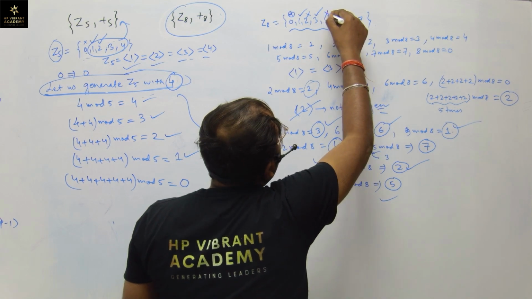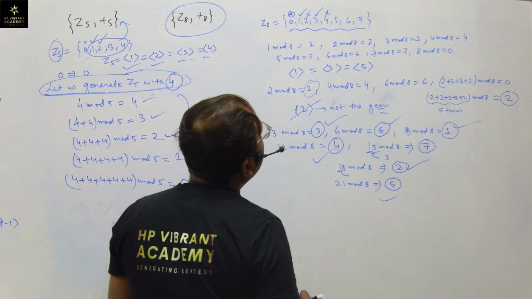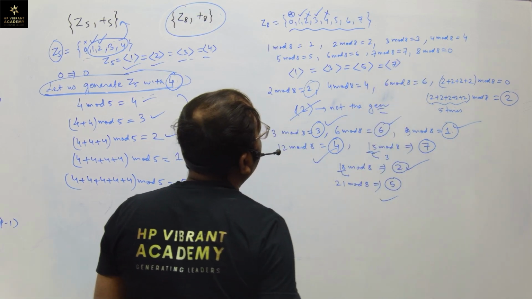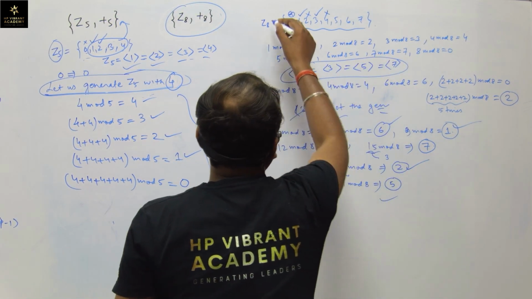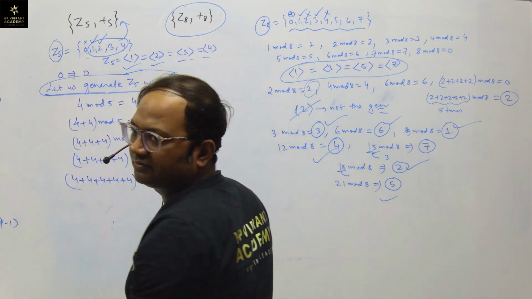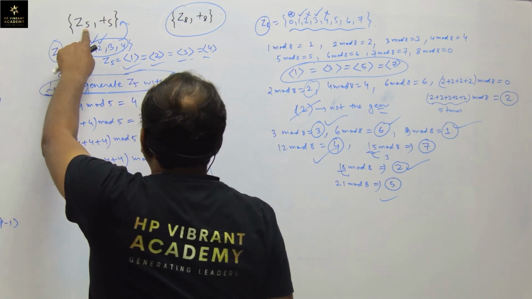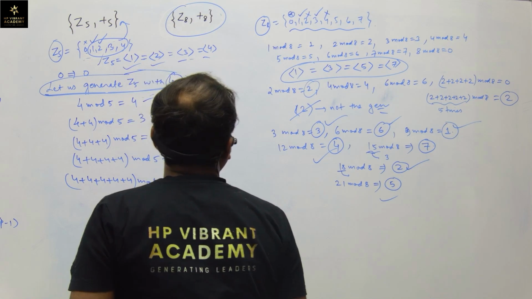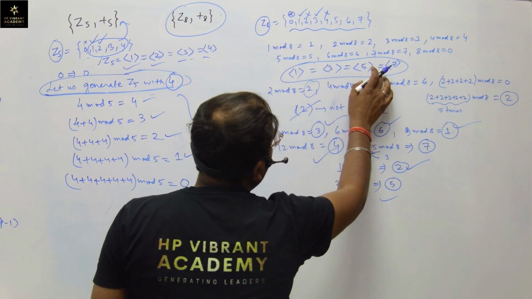Similarly, we will check this. 4 is not the generator. 5 is the generator. Similarly, 7 is the generator. Let us compare this. In case of Z8 and Z5, in Z5 all the elements except 0 are the generator. But in Z8, the generators are 1, 3, 5 and 7.